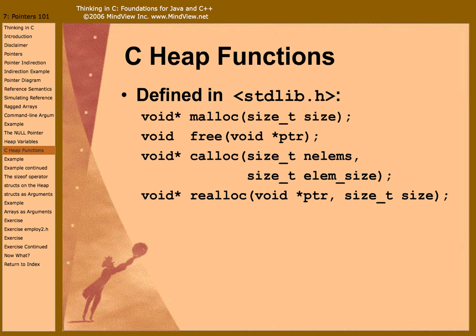Free, as I mentioned, is the function that you use to return the memory to the heap, and that's done by just passing the pointer as an argument.